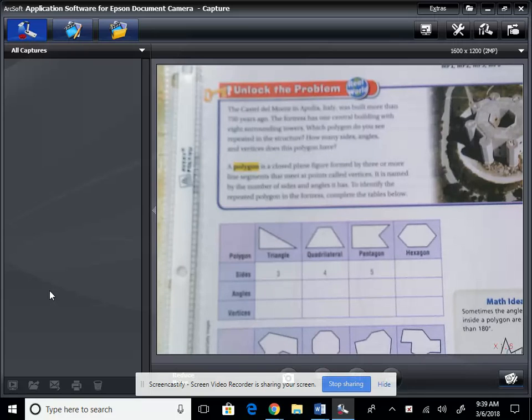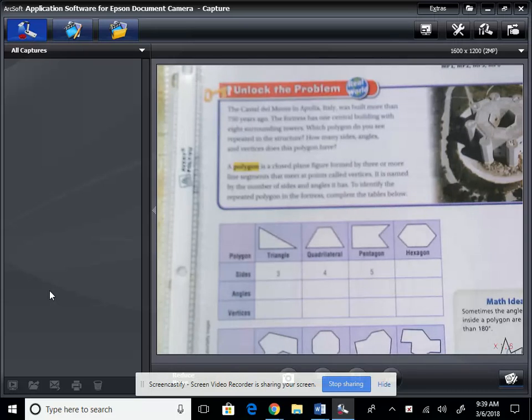The Castel del Monte in Apulia, Italy, was built more than 750 years ago. The fortress has one central building with 8 surrounding towers. Which polygons do you see repeated in the structure? How many angles, sides, and vertices does the polygon have?